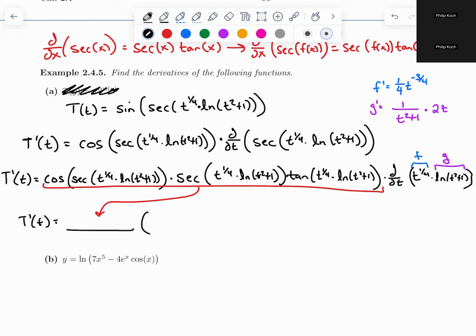So it's f prime, so 1/4 t to the negative 3/4 times g, which was ln of t squared plus 1, plus g prime, which is 2t over t squared plus 1 times f, which is t to the 1/4. And we can go take a nap.